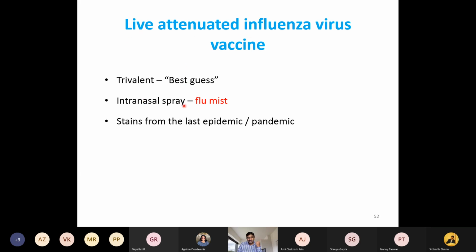So this is a nasal spray. They just cover your nose and then you just spray a mist and you're vaccinated. You inhale the mist, you're good. This is actually usually done in Western countries for doctors and nurses who come in contact with patients, because it's believed that... anybody wants to guess why that may be helpful for them?